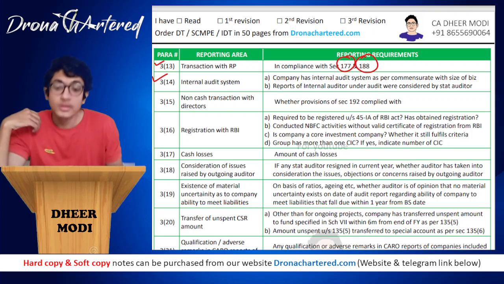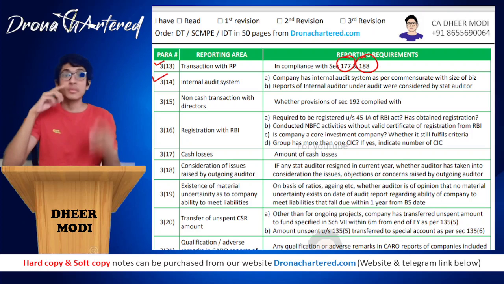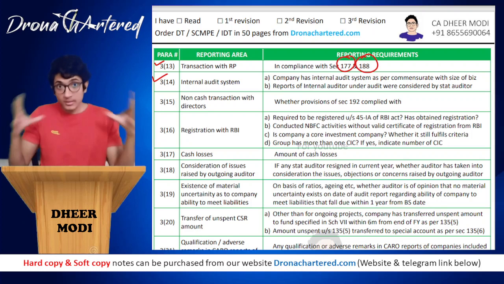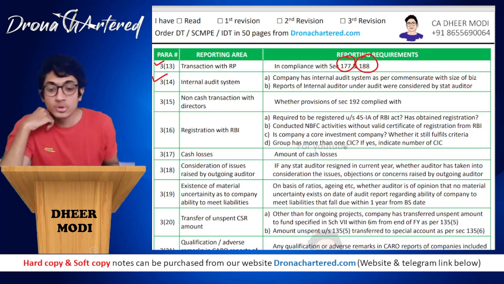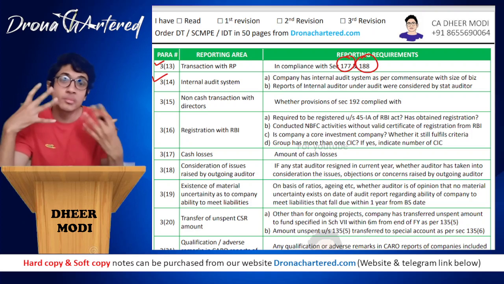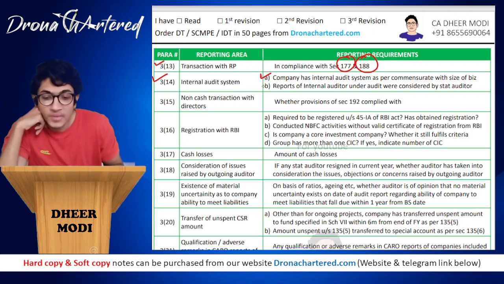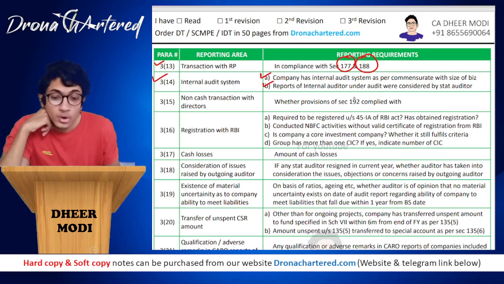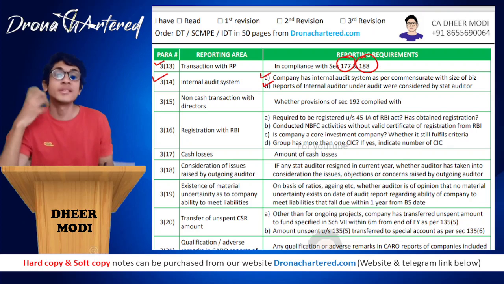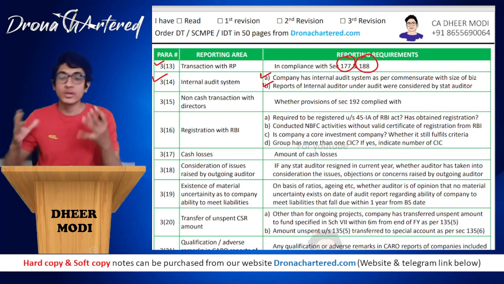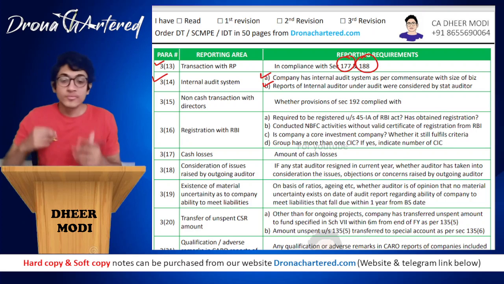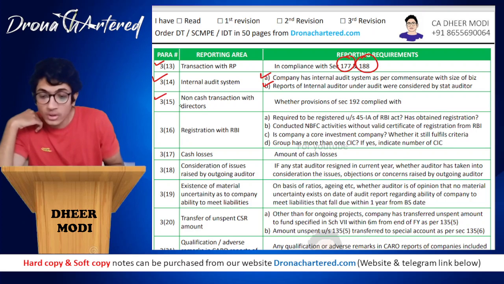314 talks about the internal audit system. So the company has an internal audit system commensurate with the size of the business. That means if the business is huge, of course your internal audit team should also be huge, and the internal audit system you have in place should be as per the size of your organization. And next is whether the reports of the internal auditor were considered by the statutory auditor or not. So whether the stat auditor is referring to the reports of the internal auditor or not.